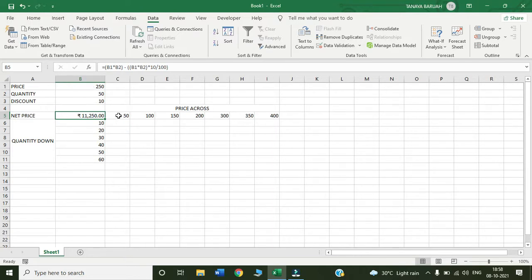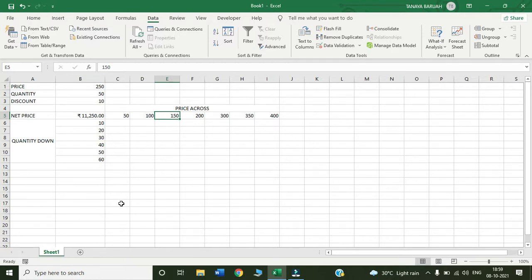So here, as you can see, these are the different price labels that are written: 50 rupees, 100, 150, 200, 300, 350 and 400. These are the different prices and these are the different quantities. That means if the price of one item is 50 rupees and I buy 10 quantities of that item at a discount of 10%, what will be the total amount that I have to calculate?